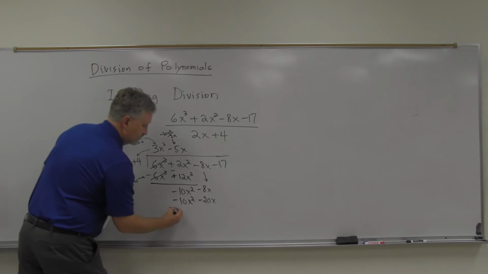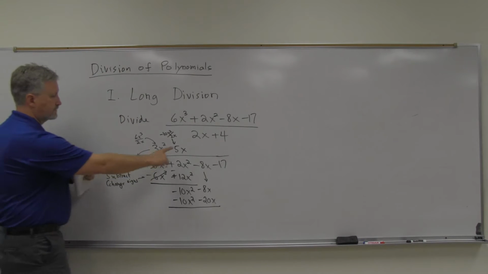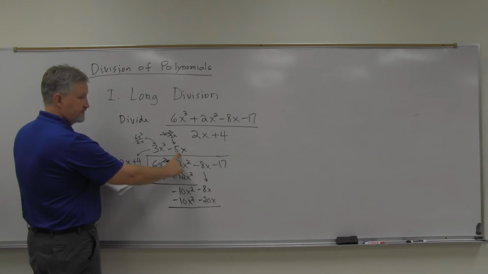I'm so sorry. Can you do that last part one more time? You're taking the 10x squared. So negative 5x times these two. Yes, got it. Thank you.